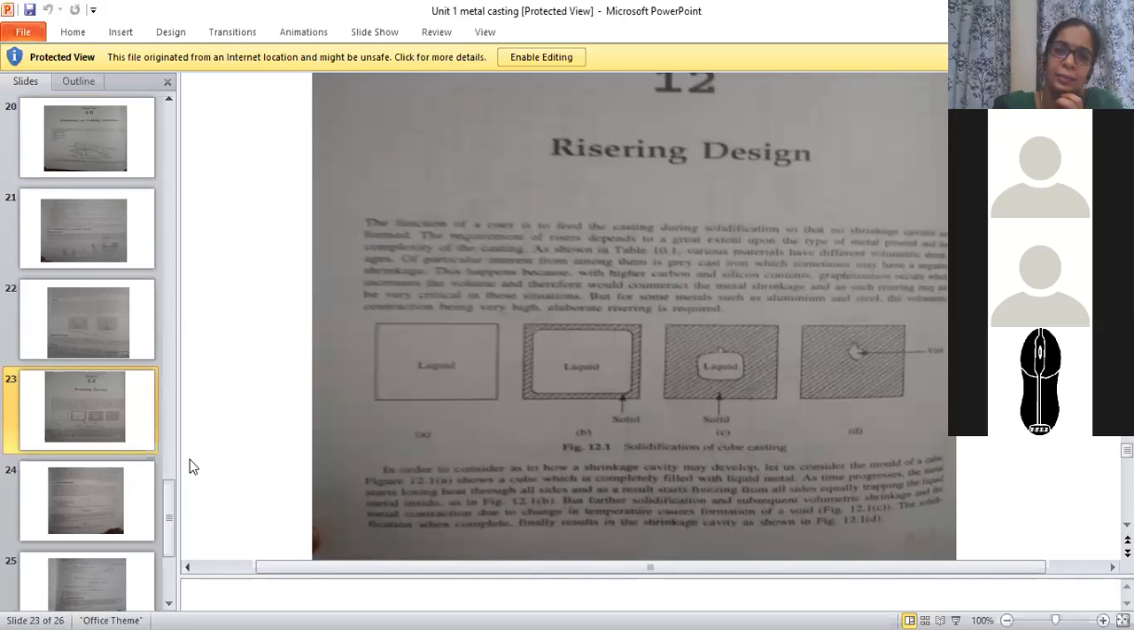Riser, what is a riser? How many of you are there? Riser, what is a riser?